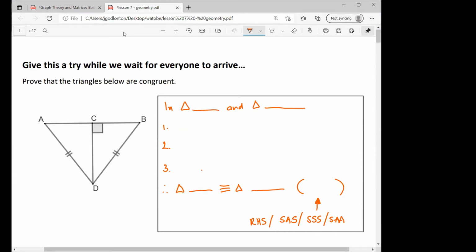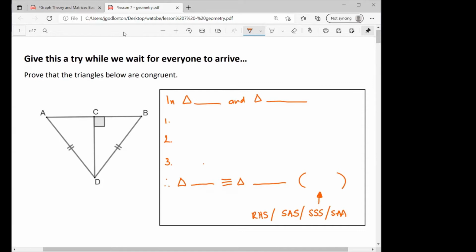So for Fense and Owazi who just joined, we're just working on this question while we wait for the others to get here. I know there are some people who are writing tests this week, so well done for you, those of you who came.